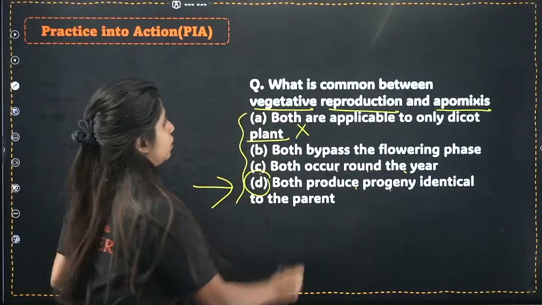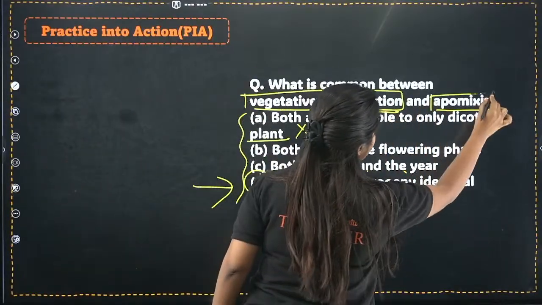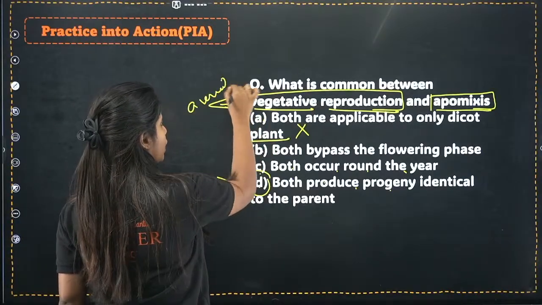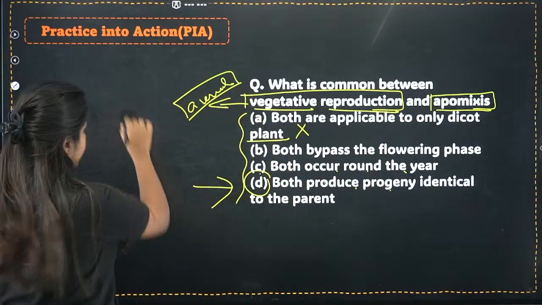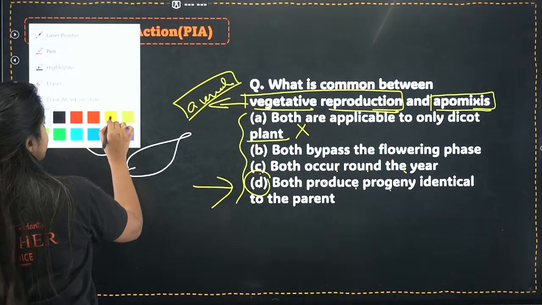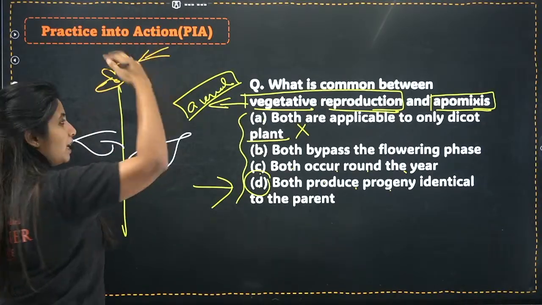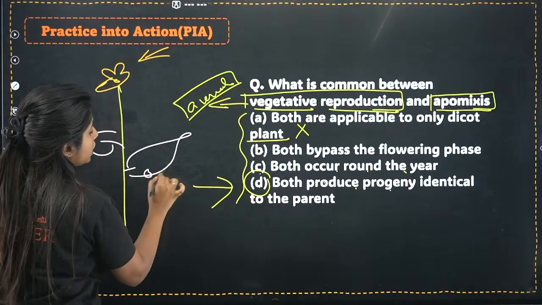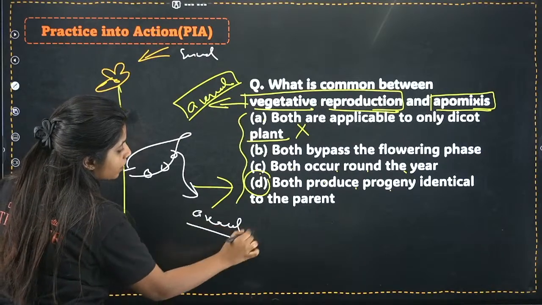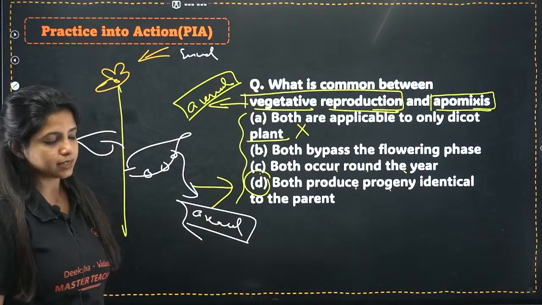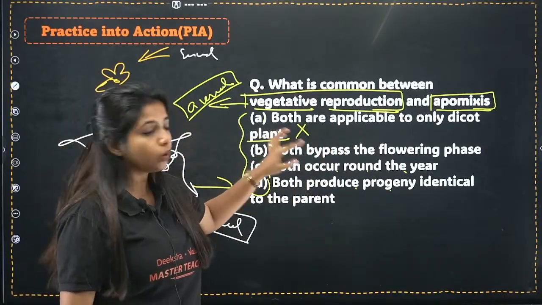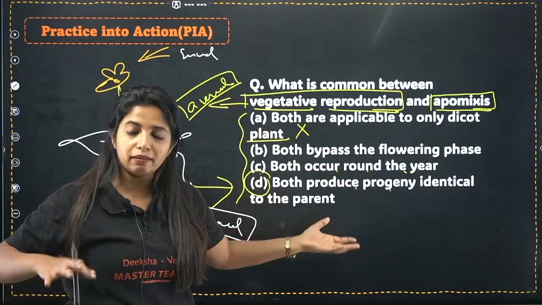Okay, so you have been asked what is common between vegetative reproduction and apomixis. In vegetative reproduction, it's an asexual mode of reproduction that happens through the vegetative part. For example, I have a plant here with leaves and a flower. The flower might be doing sexual reproduction, but here the leaf might be doing asexual reproduction. This is known as vegetative propagation, right? Apomixis is also asexual because only one parent is involved. So if I say both are applicable to only dicots, that will be wrong because there's no such necessity. It can be monocot or dicot.